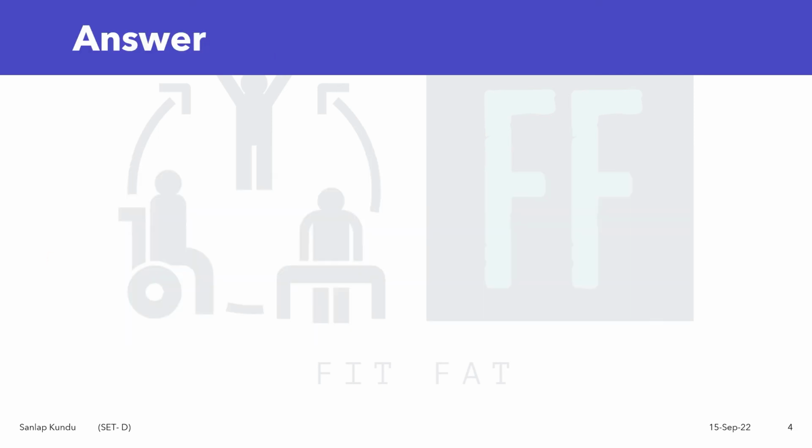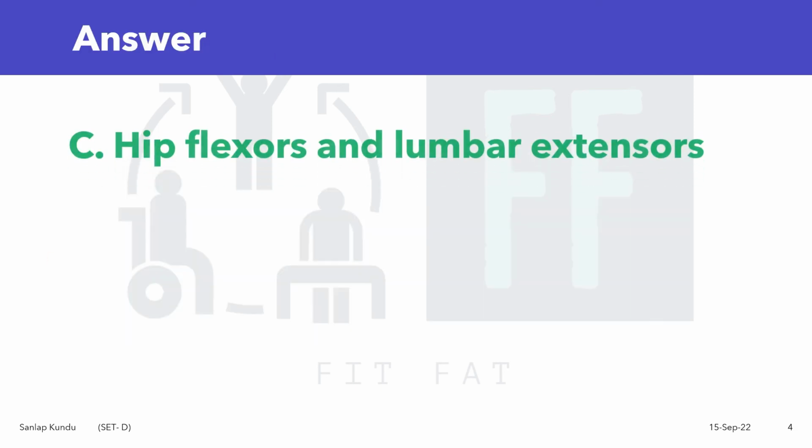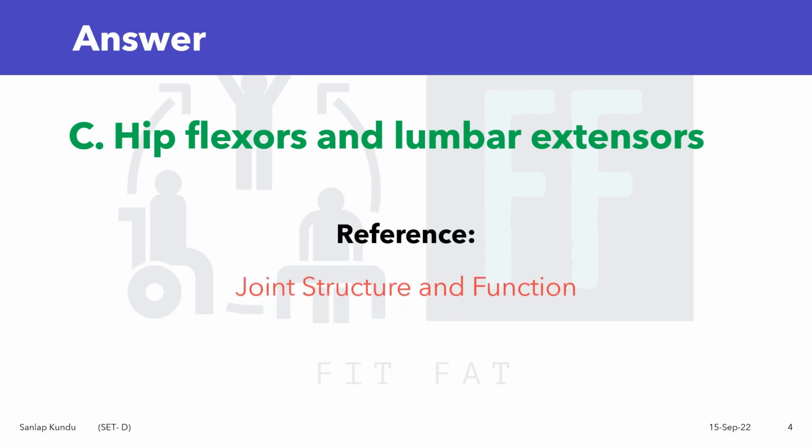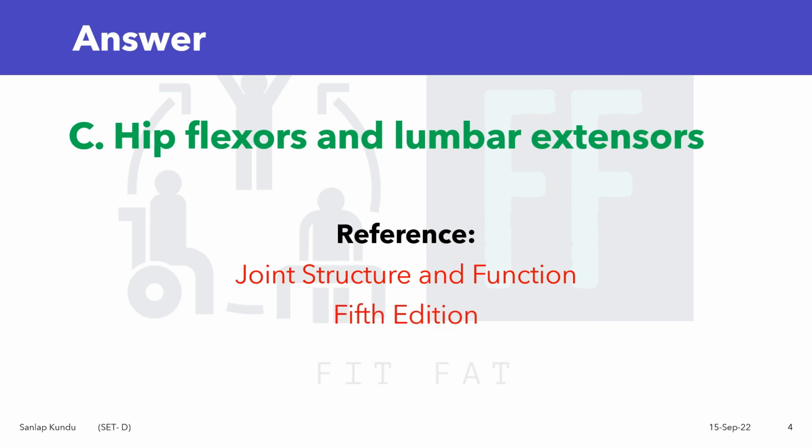So to answer the question, anterior pelvic tilt is produced by option C, that is hip flexors and lumbar extensors. To know more about this, you can check Cynthia Norkin's Biomechanics book, 5th edition, page number 372.